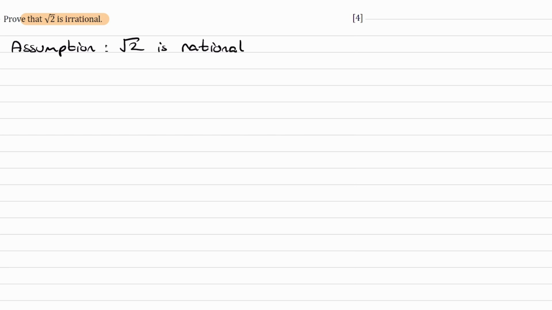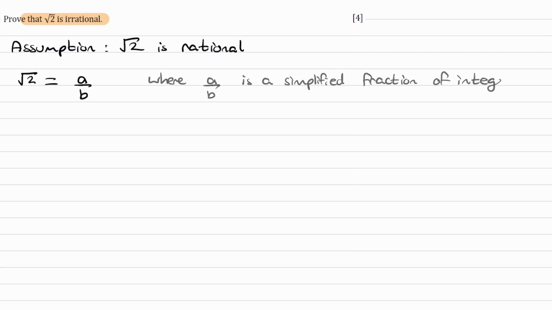So root 2 is rational, and a rational number is one which can be expressed as a simplified fraction of integers. And that simplified part is actually the most important bit. So keep an eye out on that. So root 2 is equal to a over b. a and b are both integers. It's a simplified fraction of integers.